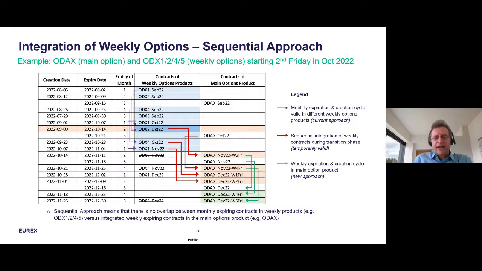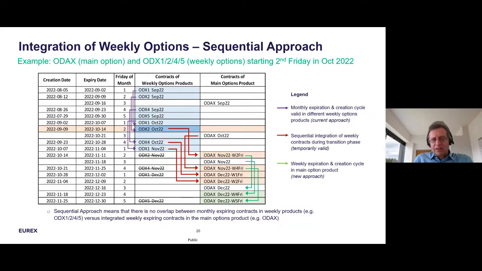So, where would we like to go? We would like to have at the end integrated weekly expiring options, and these are outlined on the right column in the red cells.